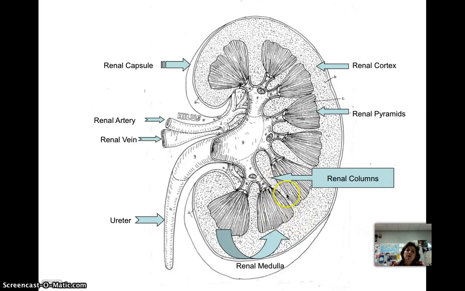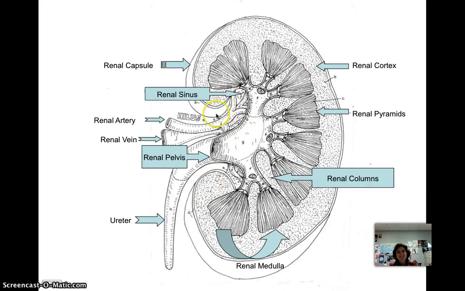And then this area where the kind of granular looking tissue dips down in between the pyramids is called the renal columns. And then where the nephrons, the functional unit of the kidneys, work, which we see all through here, those drain into the renal pelvis, which then goes down into the ureter.